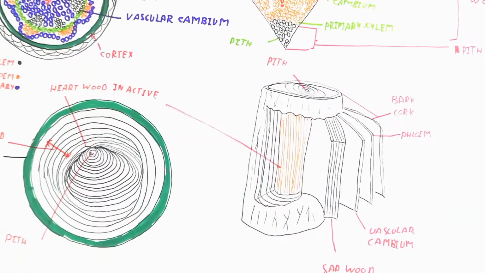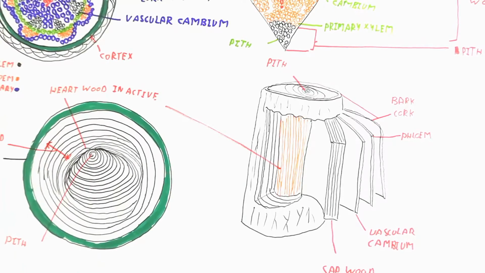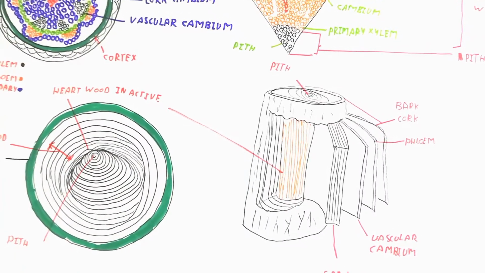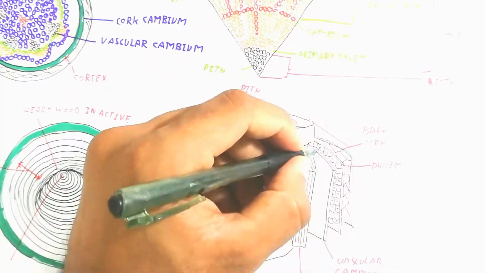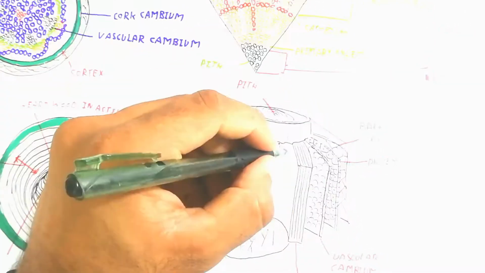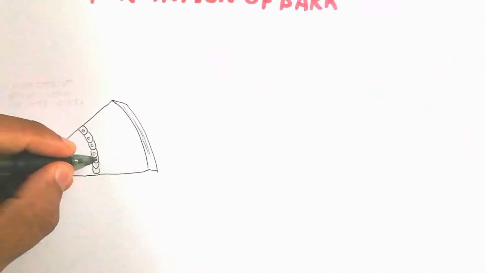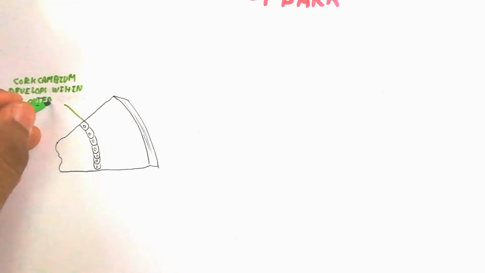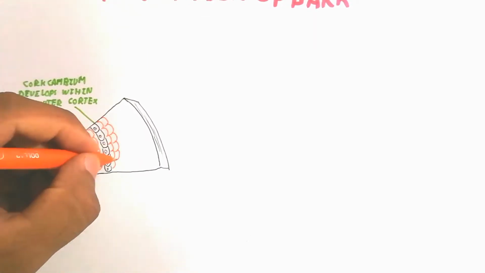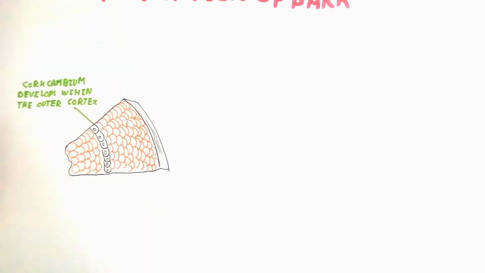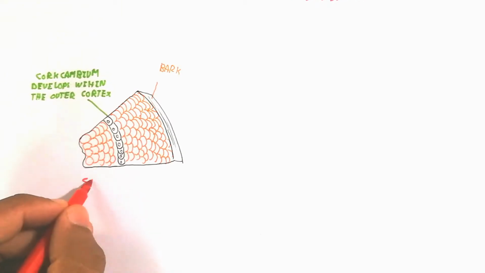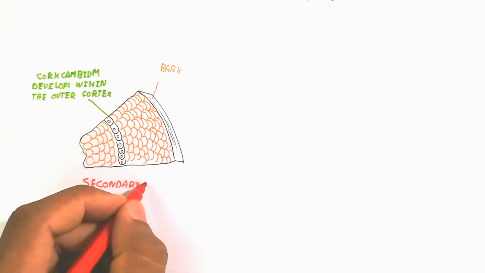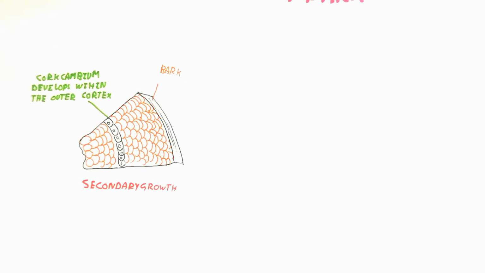It means the xylem is moved inside toward the pith, and the phloem goes outside from the pith, toward the outer side. So the secondary phloem will rupture the primary phloem by the growth of secondary phloem. Now we will talk about another thing, the formation of bark. The bark is formed by a special cork cambium, which is developed within the outer cortex.